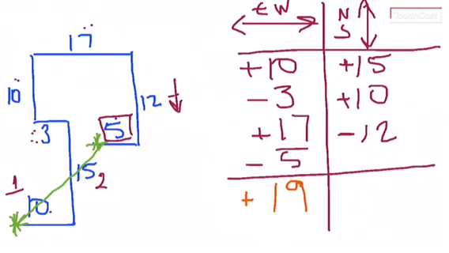Though you'll see in a minute whether it's positive or negative doesn't actually matter. And in our north-south motion, we have 15 north plus 10 north is 25, minus 12 is plus 13. Okay, and so now we've narrowed it down to two numbers. And you'll see why this is great here in a second.